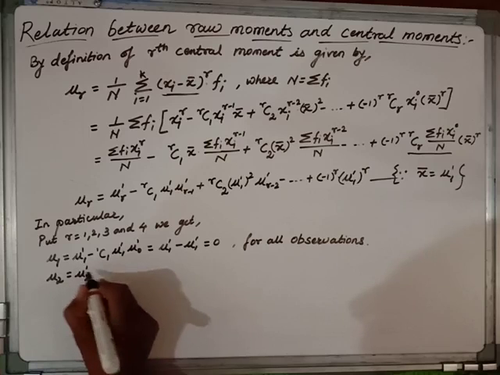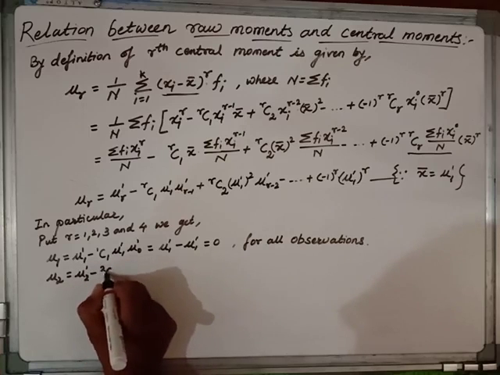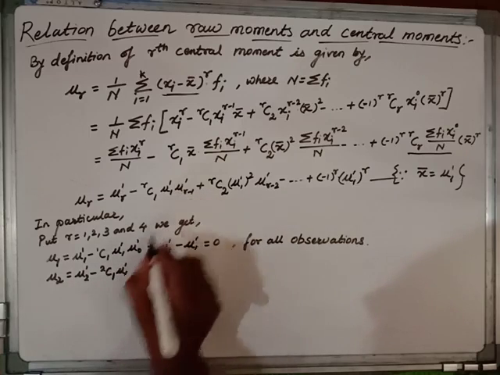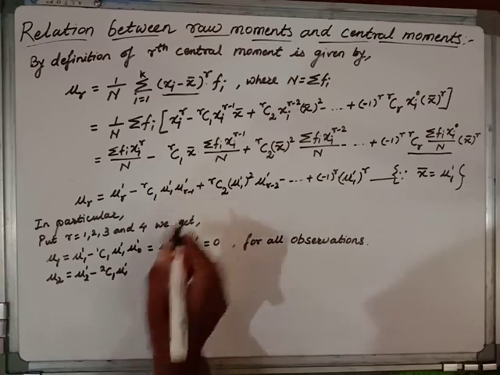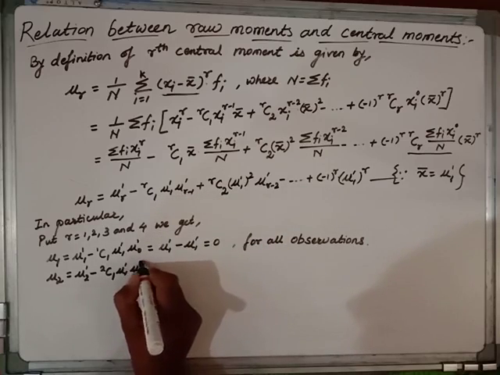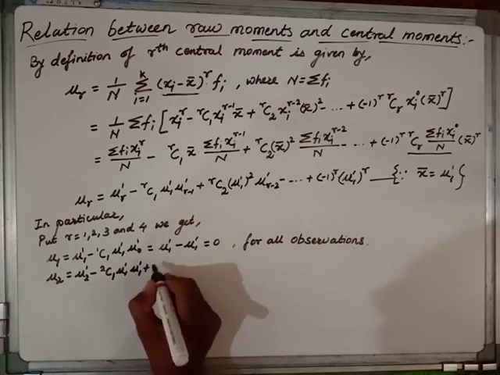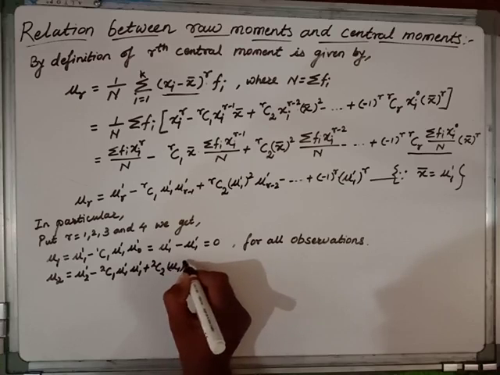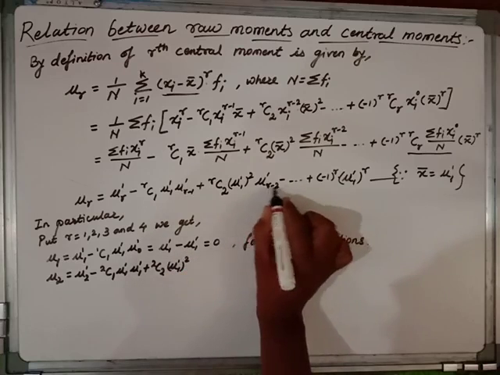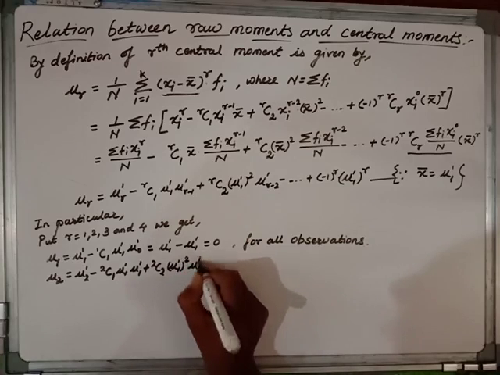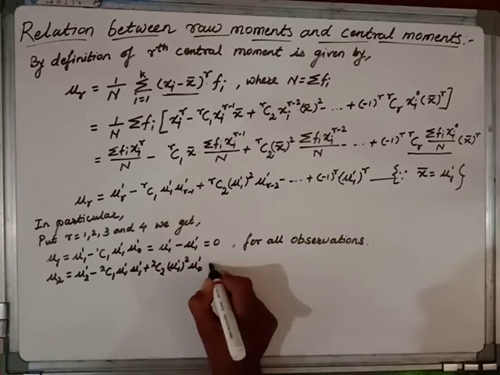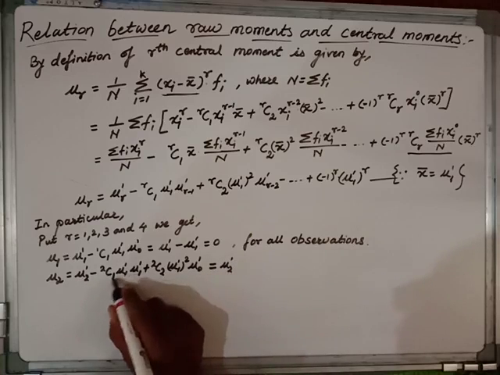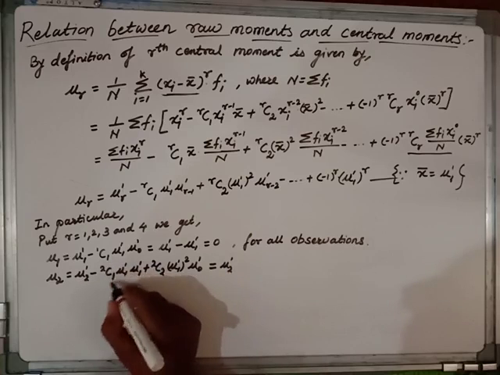It will be mu2 dash minus 2c1 into mu1 dash, again mu1 dash since here also r is equal to 2, plus 2c2 mu1 dash square as it is, and this will become mu0 dash. So what we get here? This is mu2 dash as it is. Here this is 1.